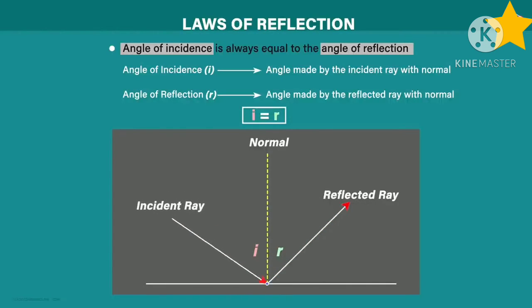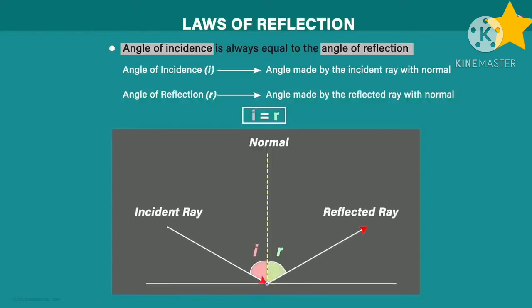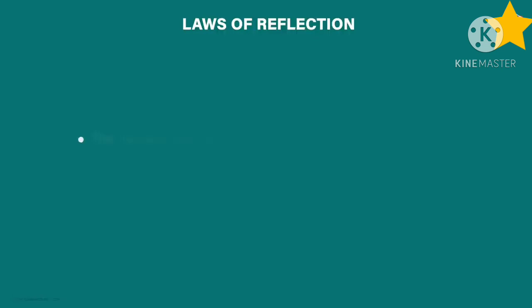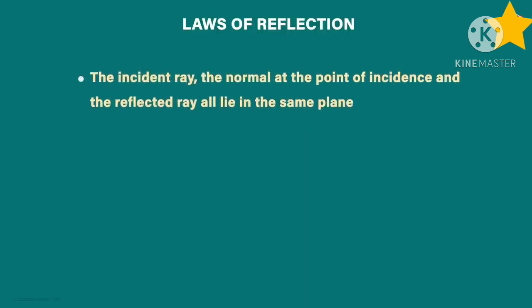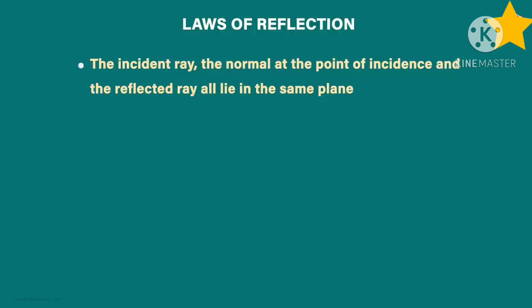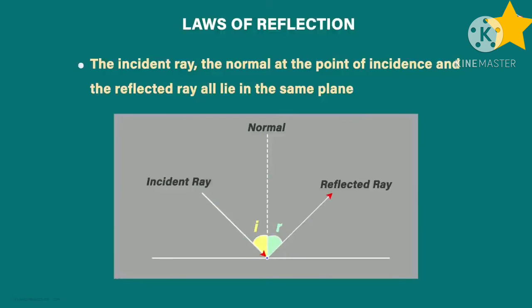Suppose the incident ray goes down the track, and the reflected ray also goes down. That is the first law of reflection. Then the second law of reflection: the incident ray, the normal at the point of incidence, and the reflected ray all lie in the same plane. The incident ray strikes at a point, and the reflected ray and normal all lie in the same plane.